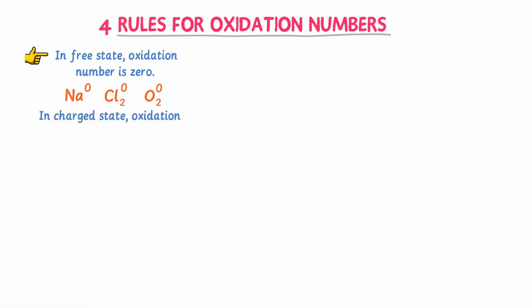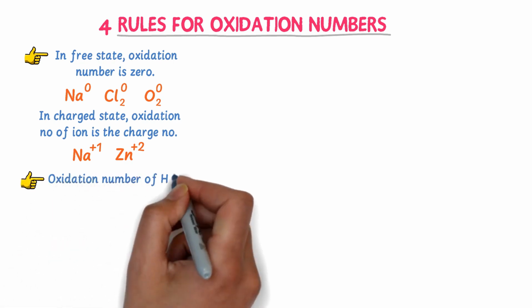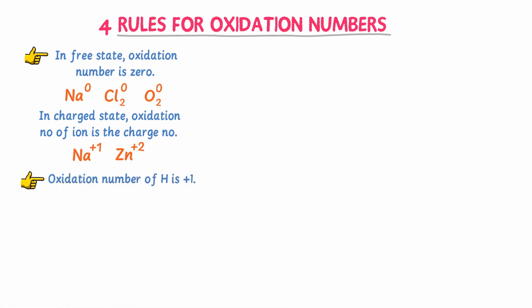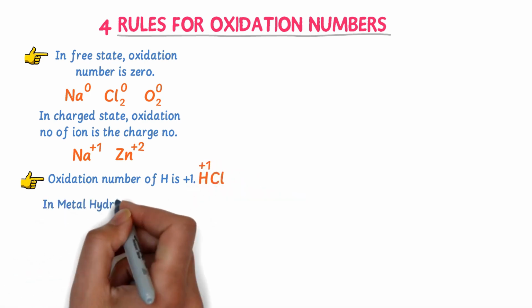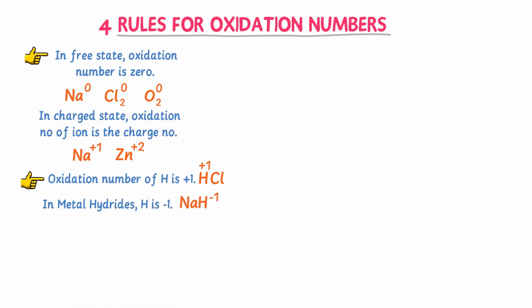While in the charged state, the oxidation number of an ion is the same as the charge on it. For example, the oxidation number of sodium ion is positive 1, oxidation number of zinc ion is positive 2, etc. Secondly, the oxidation number of hydrogen in its compound is positive 1, like in HCl, while the oxidation number of hydrogen in metal hydride is negative 1, like in sodium hydride.